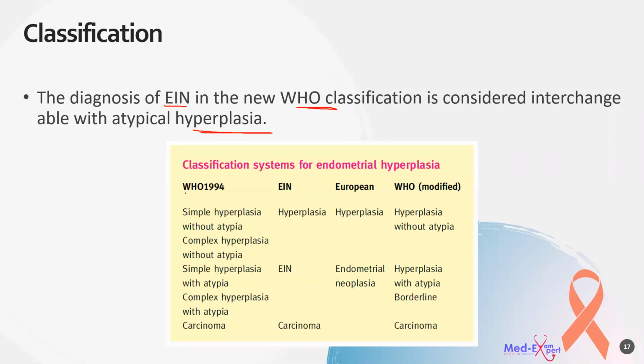This is the old WHO classification. Still, some references and books adopt this old one: simple and complex without atypia, simple and complex with atypia, and then carcinoma. This is the EIN: hyperplasia, EIN, and carcinoma. Some European countries also adopt this classification, hyperplasia and endometrial neoplasia. The last one is the modified WHO, which is the one adopted by the Green Top guidelines: hyperplasia without atypia and hyperplasia with atypia, which is considered borderline, and then the carcinoma stage.